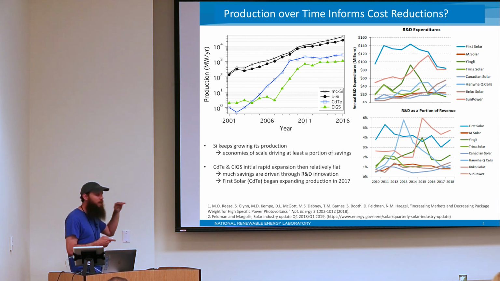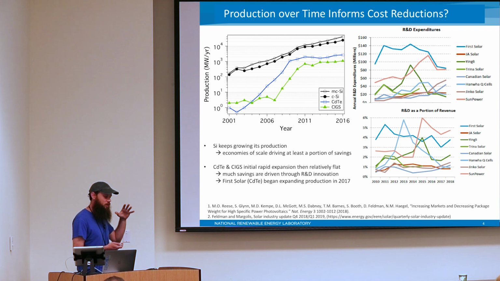Whereas the CadTel and SIGs communities are not benefiting in the same way from that. But if you look at the R&D expenditures, it really highlights some of the differences. So First Solar, so we know that over 90% of the PV community, or commercial, is silicon.